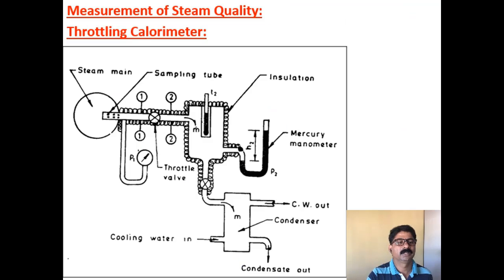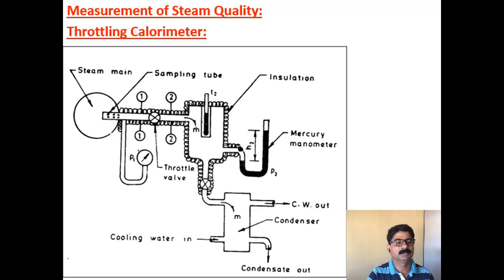Okay, now let us study the measurement of steam quality. There are two methods as per your syllabus to be discussed here. The first method is by using a throttling calorimeter, and the second one is by a separating and throttling calorimeter. So let us discuss the measurement of steam quality using a throttling calorimeter.